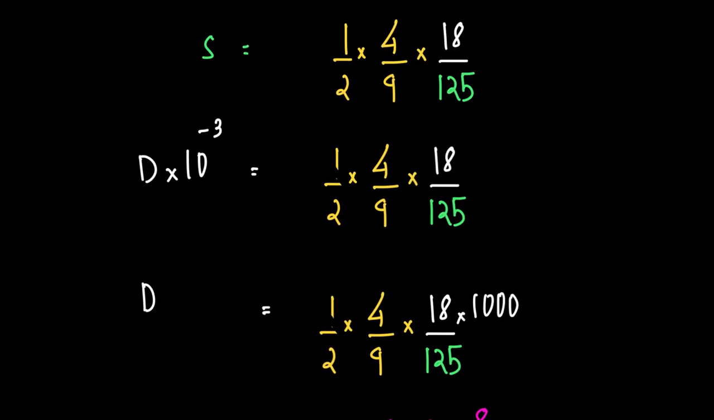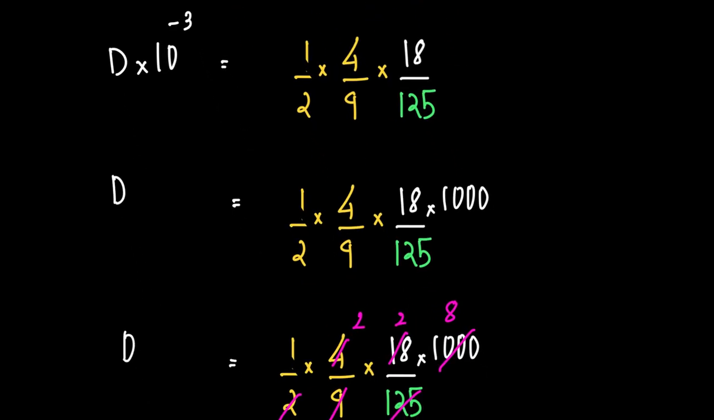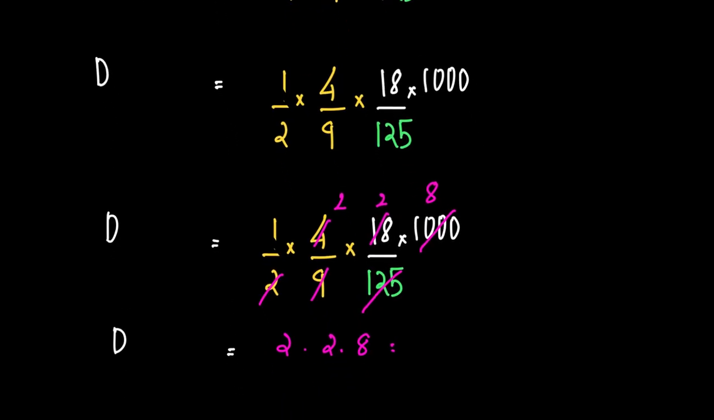Now what is S? It is given in the question that it is d into 10 to the power minus 3. So d into 10 to the power minus 3 would be equal to half into 4 by 9 into 18 by 125. I'll transpose this 10 to the power minus 3 to the RHS as well. So what we get is half into 4 by 9 into 18 by 125 into 1000. Now comes the simplification. 125 times 8 is 1000. 9 twos are 18, 2 twos are 4. So we have 2 into 2 into 8, which is 32, which matches the previous answer that we got. This is how you solve a question using the work energy theorem.